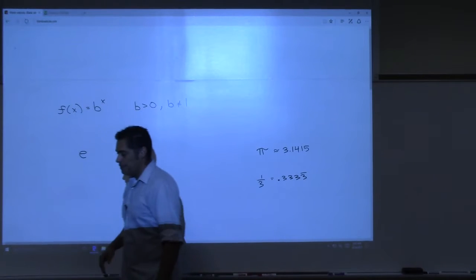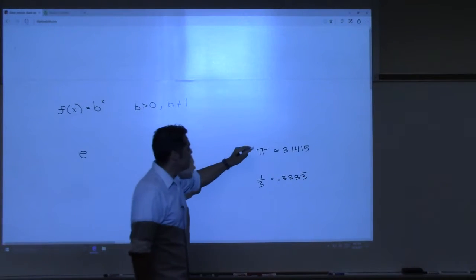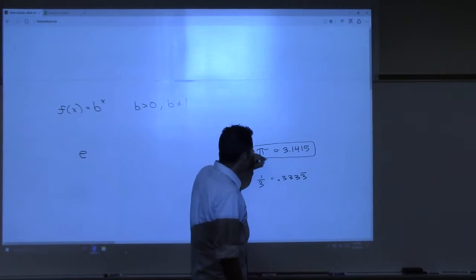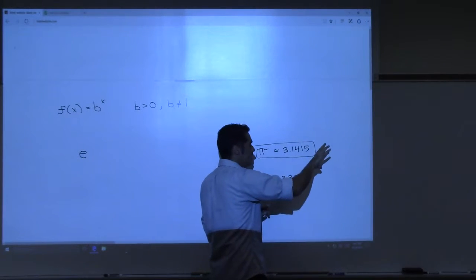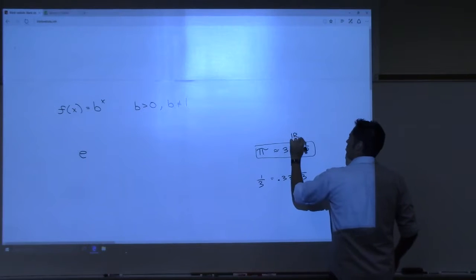So anyway, this is a very special number. We call these types of numbers that keep going forever and never repeat irrational numbers.